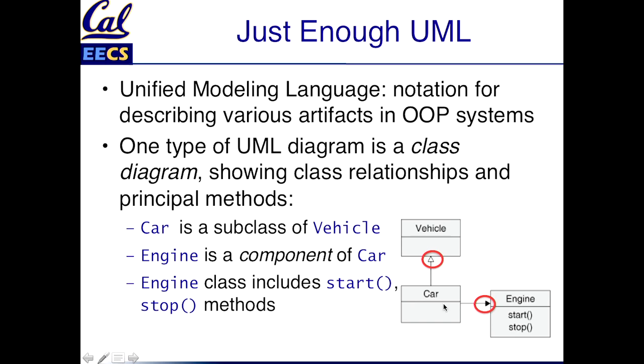So what does component mean? It means that among other attributes, one of car's attributes is an engine object, right? That would be one way to say that it's a component, that there's properties the car has. Some of them are just simple values, but some of them are essentially handles to another class.